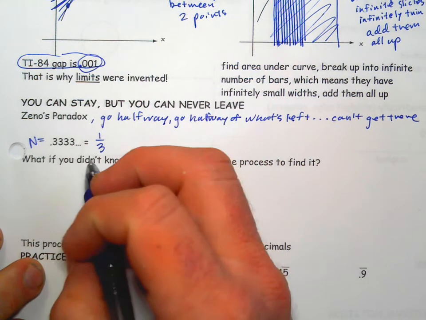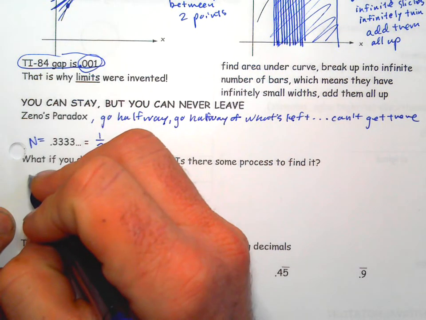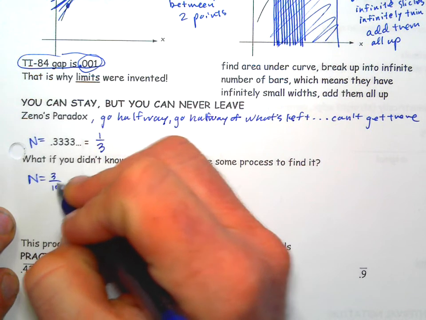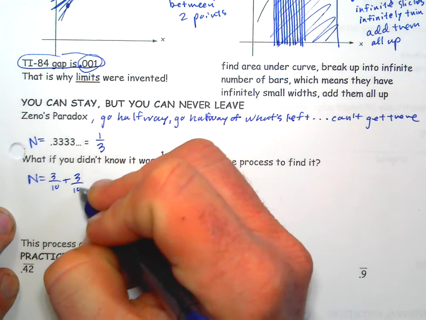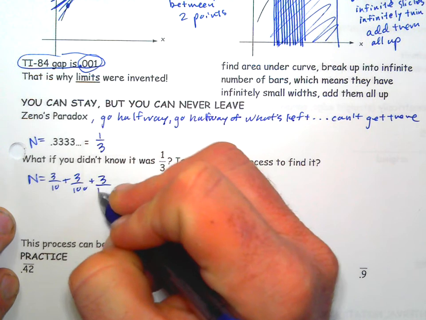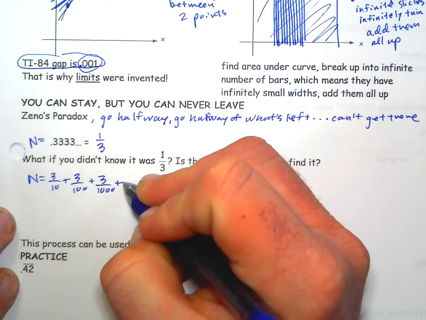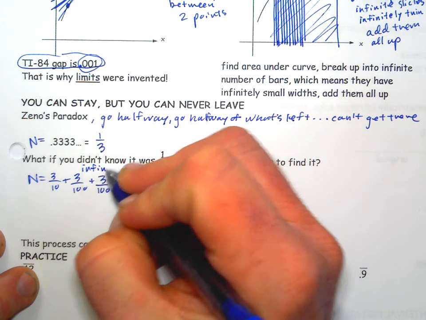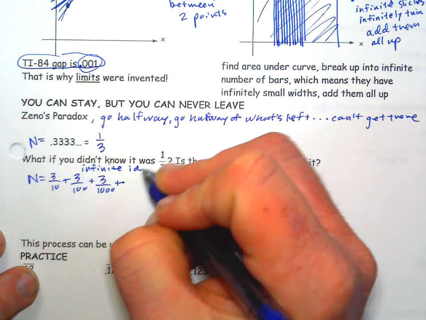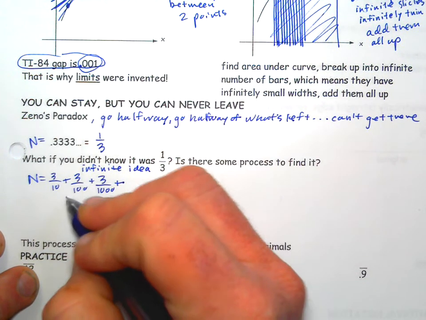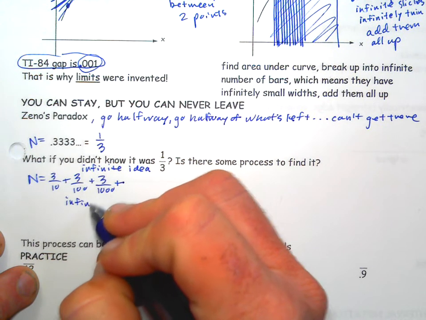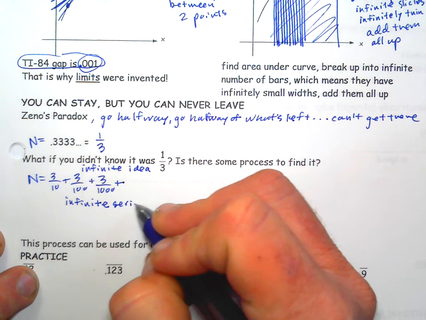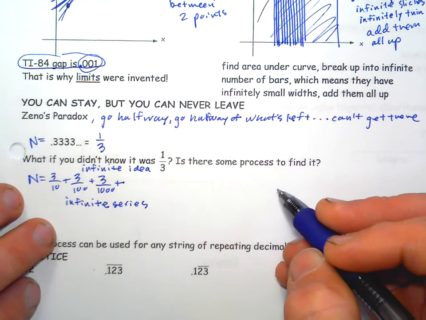So one idea, and this is just to set it up, is that we could think of this as 3/10 plus 3/100 plus 3/1000 and so on, right? So it's this kind of infinite idea. In fact, in AP Calculus BC, this is called an infinite series, which you actually can study in algebra, but we're going to do a bunch of work with them. Now, here's the trick.